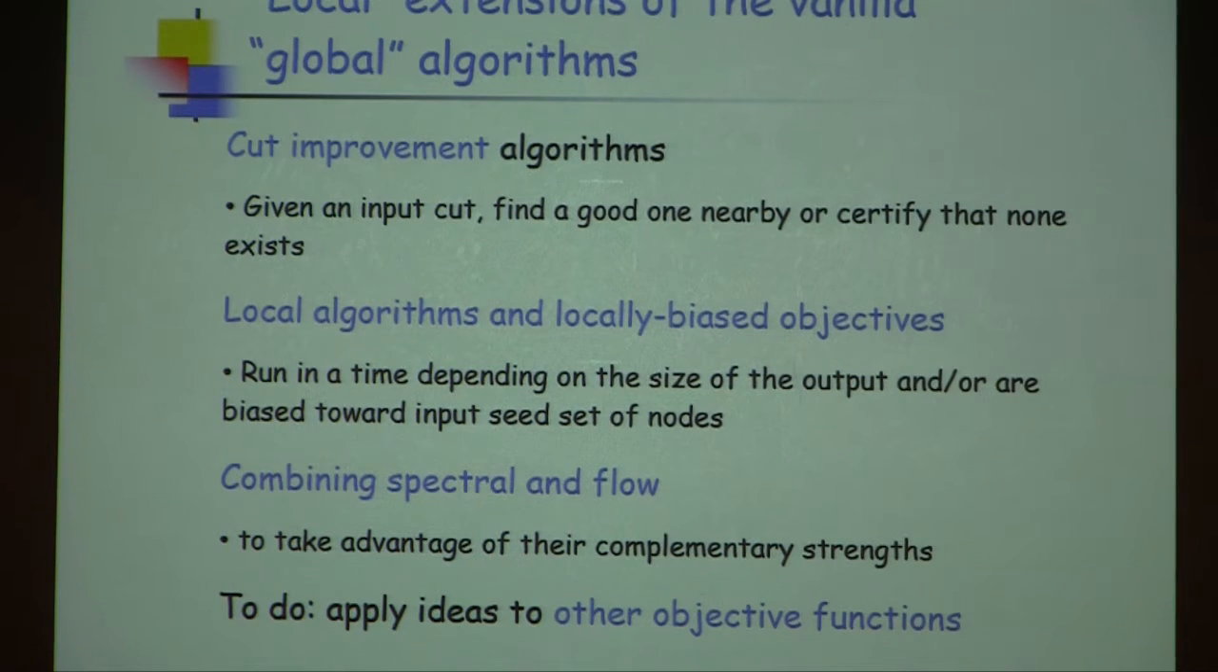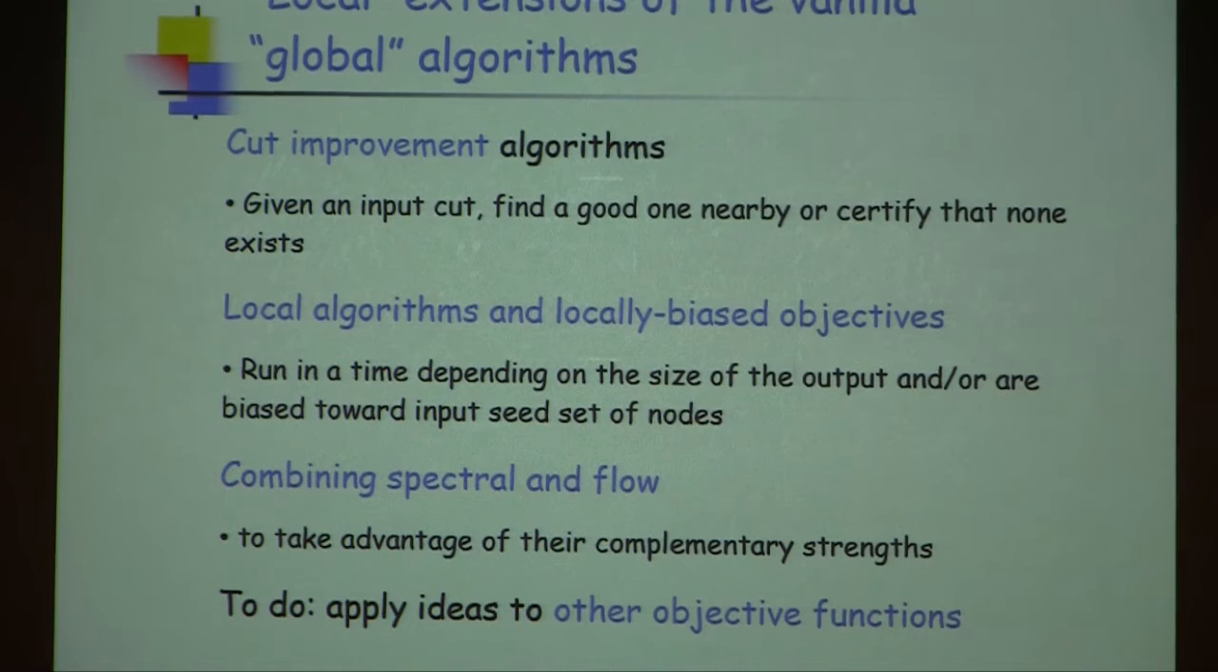I can talk more offline if anyone wants to know more of the details. But cut improvement: given a cut, find a good one nearby or certify that none exists. So the spectral and flow versions of this. Local algorithms and locally biased objectives. So rather than computing the first global eigenvector, say, eigenvectors are about diffusions. But what if I start at a given node, and rather than diffusing forever, in which case I get the global eigenvector, diffuse for 3 steps, and other things like that. So then I'm getting locally biased versions of these. And you can combine spectral and flow if you're familiar with that.